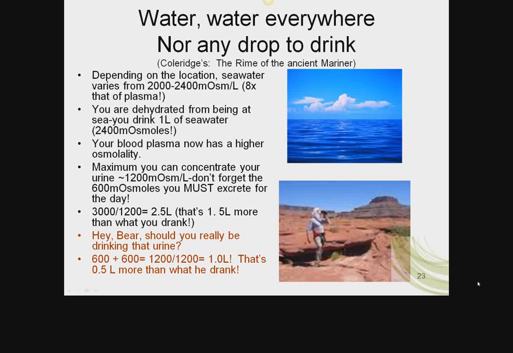That means now you have 1,200 milliosmoles worth of waste product you now need to get rid of, divided by the maximum you can concentrate your urine. That means you're going to produce 1 liter worth of obligatory urine loss. Now that's 0.5 liter more than what you consumed. You can easily see that you are not winning this battle. You are going to slowly dehydrate yourself. Slower than drinking seawater, of course, but you're still going to lose this battle. Hey, Bear Grylls, do you really think you should be drinking your urine?